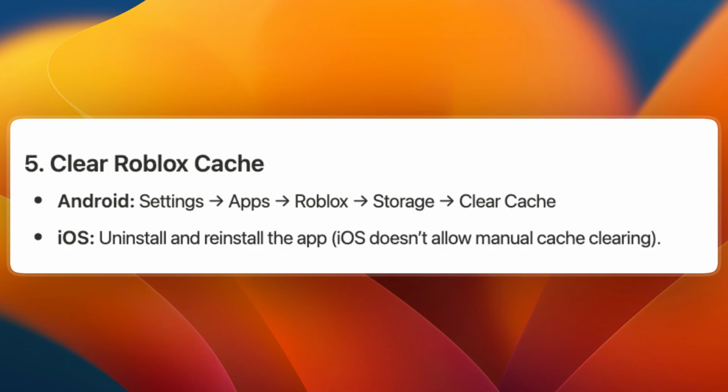Next, what you can do is clear the Roblox cache. So on Android, go to Settings, Apps, Roblox, Storage and then Clear Cache. On iOS, uninstall and reinstall the app, because iOS doesn't allow manual cache clearing.